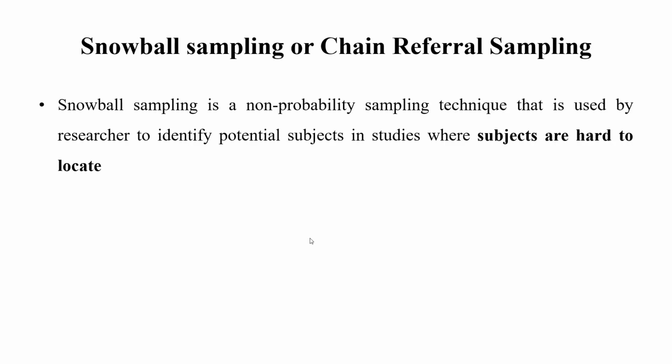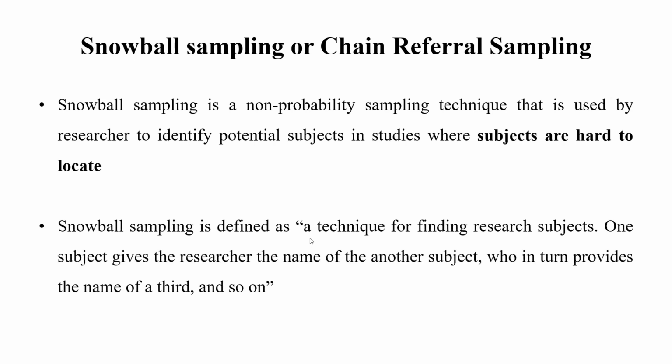Snowball sampling or chain referral sampling. Snowball sampling is a non-probability sampling technique that is used by the researcher to identify potential subjects in studies where the subjects are hard to locate. That means when the sampling frame is not available, the researcher may use snowball sampling. Snowball sampling is defined as a technique for finding research subjects.